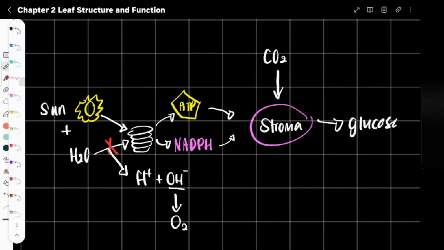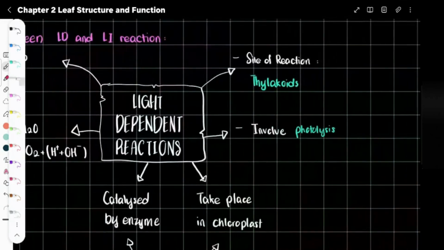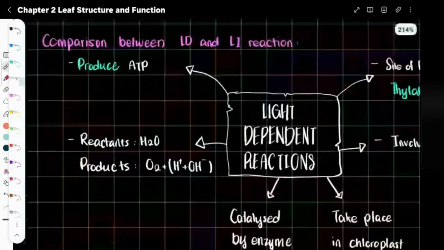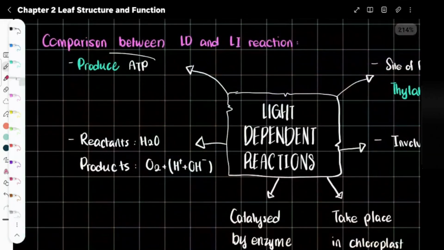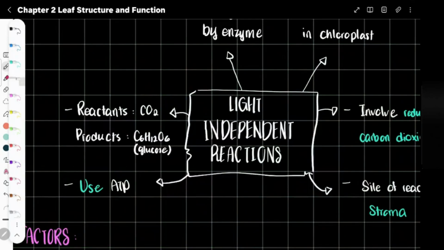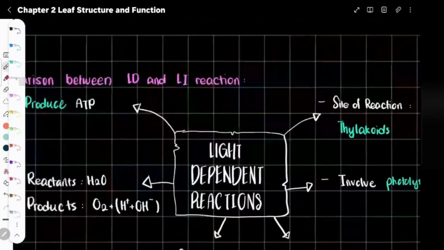Okay, now I'm going to continue. Now, we learned the light dependent and light independent. Remember, light dependent will produce ATP, and then light independent will use the ATP. Common sense, right? And then the other thing you have to understand is the difference, the comparison.